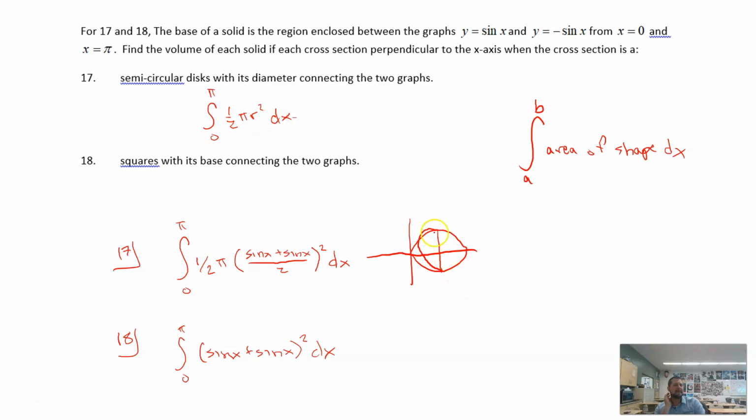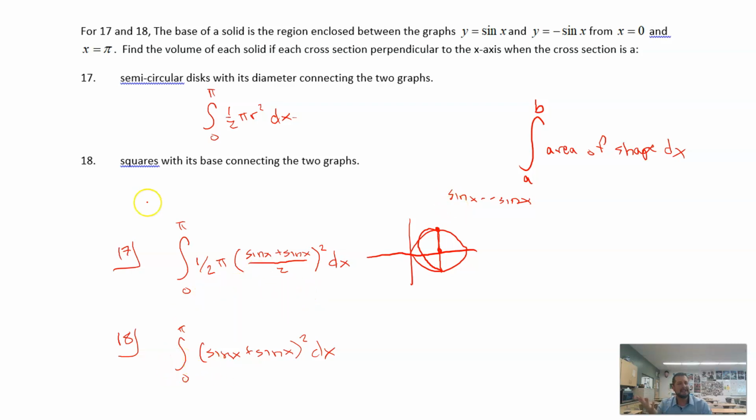Now I've drawn a picture here. As we find out how far it is from there to halfway through, we're finding the radius, the distance between sine of x and negative sine of x. So all the way down would be sine of x minus negative sine of x. That's where the sine of x plus sine of x is coming from in number 17. Because 2 minuses make a positive, then we have to cut it in half to find the radius. So that's how you set up number 17.